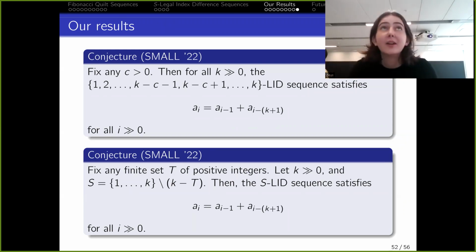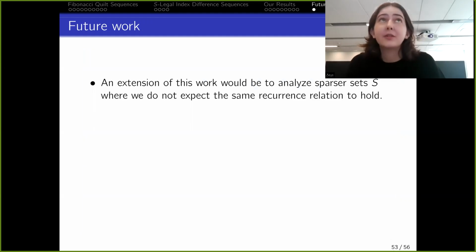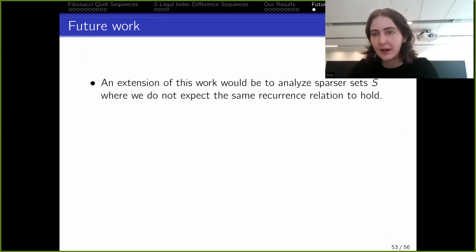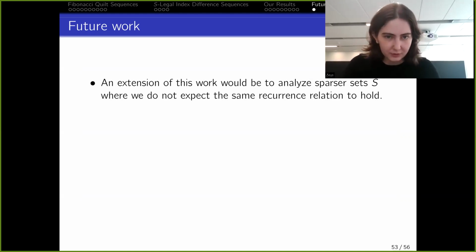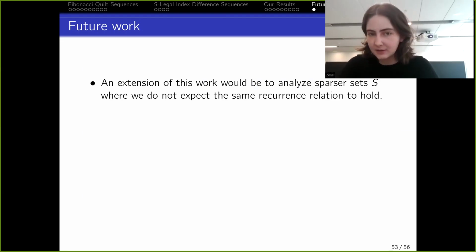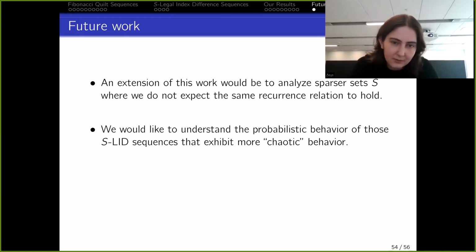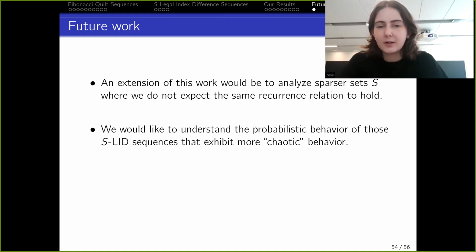Okay. So other than these two conjectures, or I guess in those two conjectures, we have the condition that we have k large enough. And so assuming that our more general and stronger conjecture is true, we would like to analyze sparser sets S where we don't expect the recurrence relation to hold. And then next, we would like to understand the probabilistic behavior of S-lid sequences that are more chaotic.